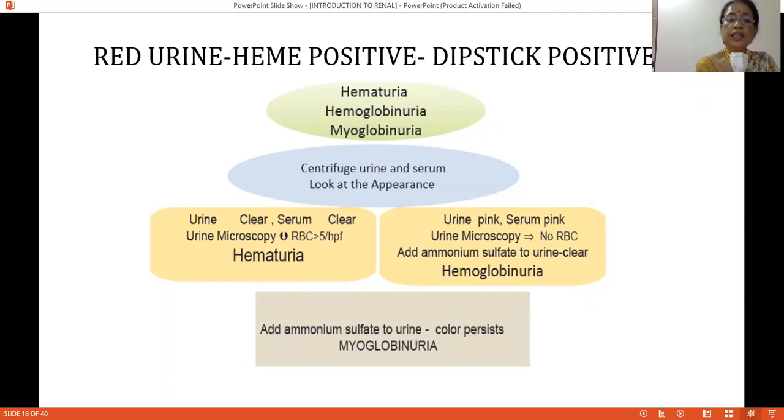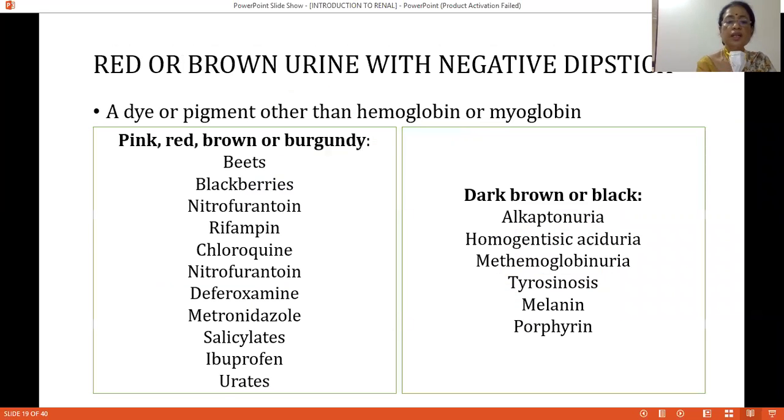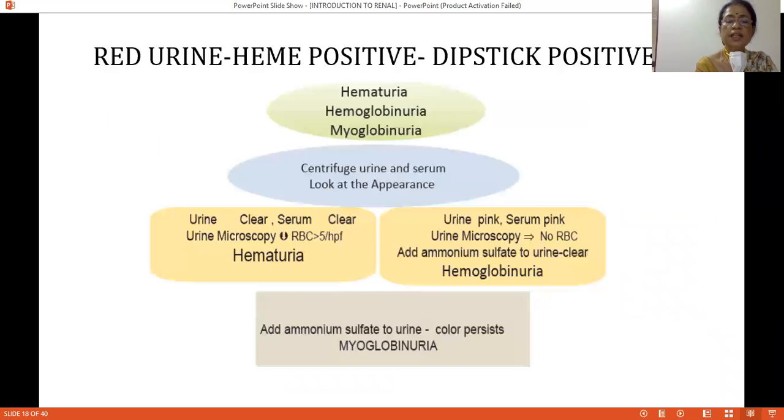Understood? If the urine is pink after centrifugation and the serum is also pink, and urine does not show any RBC, then you add ammonium sulfate to the urine. After adding, if it is clear, that means it is hemoglobinuria. If the color persists after ammonium sulfate, that means it is myoglobinuria. In this way you have to differentiate hematuria, myoglobinuria and hemoglobinuria.